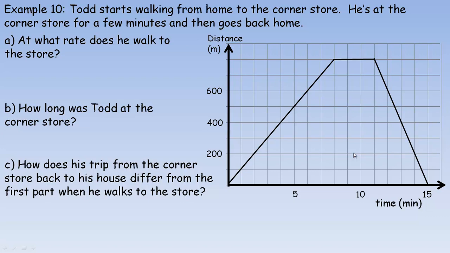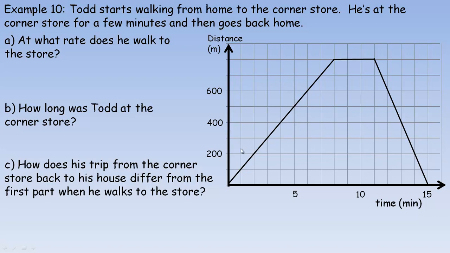Last example here, Todd starts walking from home to the corner store. He's at the corner store for a few minutes and then he goes back home. So the first question asks, at what rate does he walk to the store?